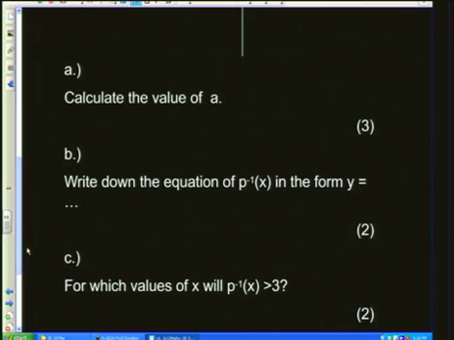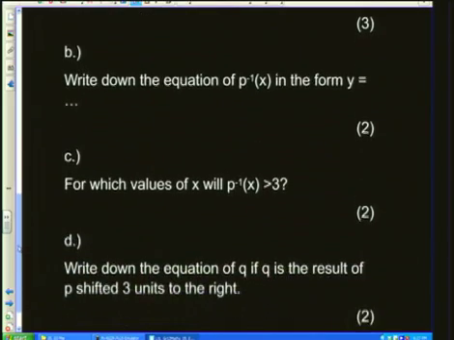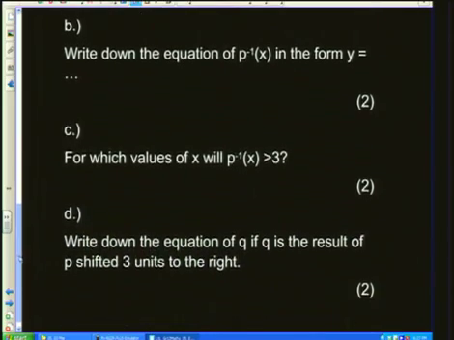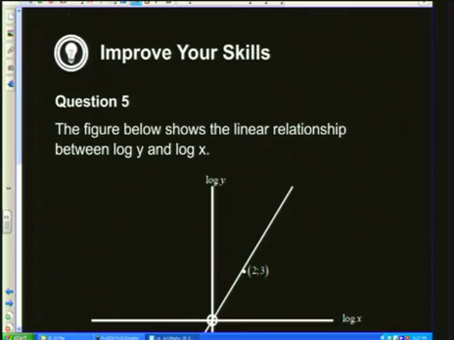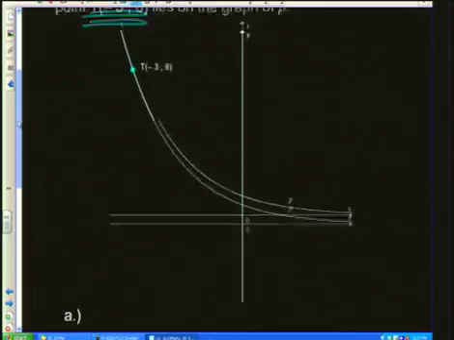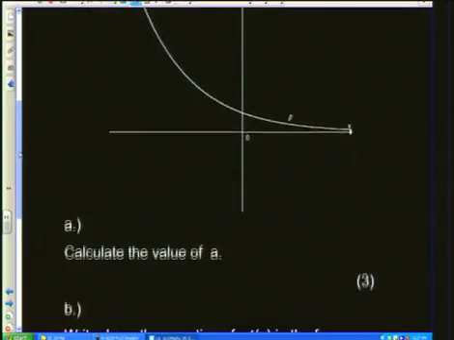That's question number 1. Write down the equation of the inverse in the form of y equals. And next, for which values of x will your inverse be greater than 3? And the next question, write down the equation of q if, it looks like a q, if q is a result of p shifted 3 units to the right. Okay? Now, let's start with finding the value of a.